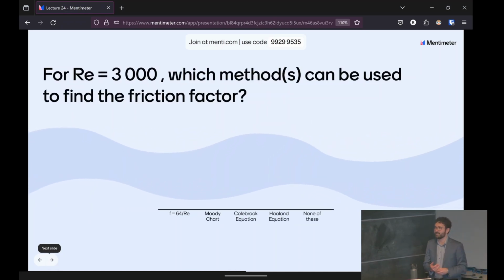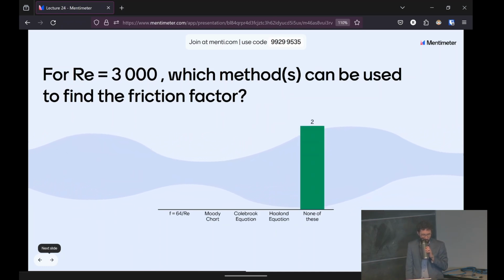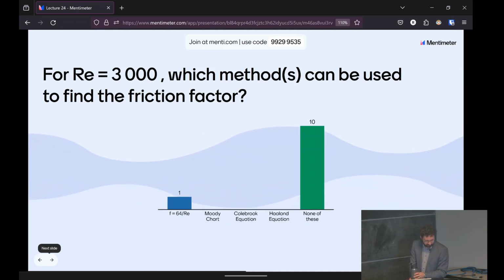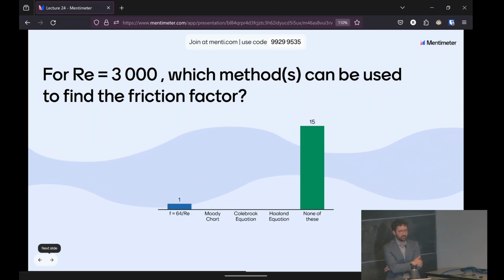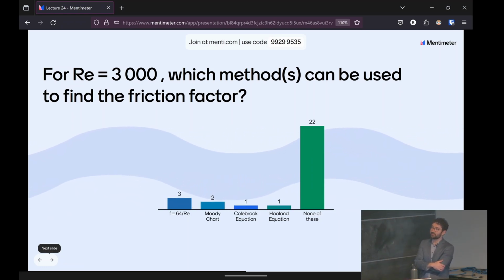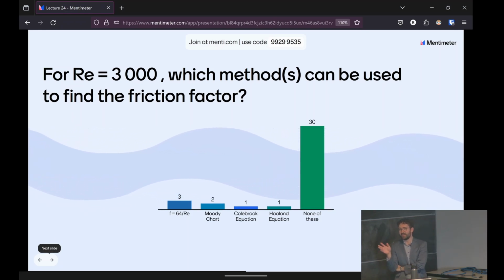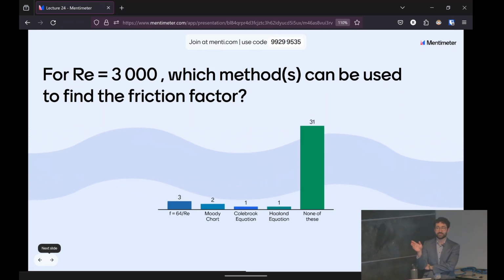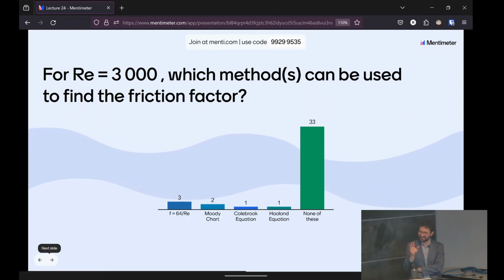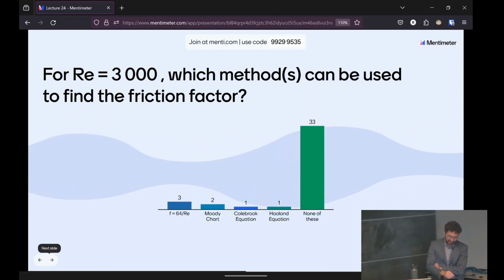What about a Reynolds number of 3,000? I think it looks like a lot of people got this. A Reynolds number of 3,000 is a transitional Reynolds number, and I haven't given you any methods to do that. And I don't want to, and I know you don't want to do that. So we're not going to be asked to do a friction factor for a transitional Reynolds number in this class. None of these methods are applicable for transitional Reynolds numbers.